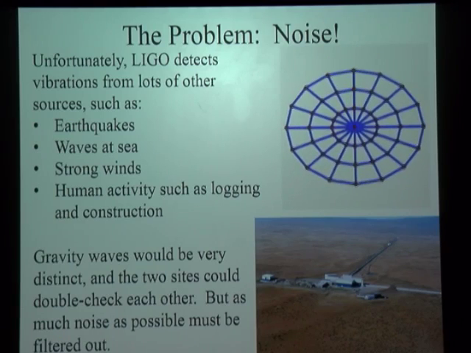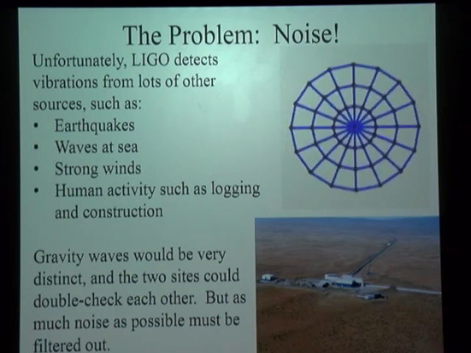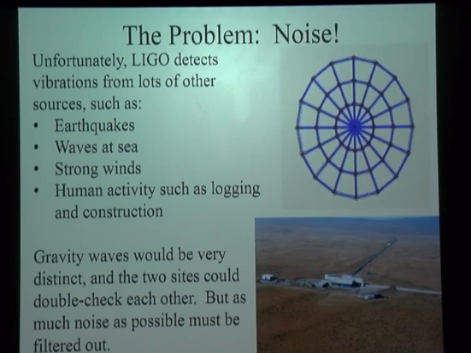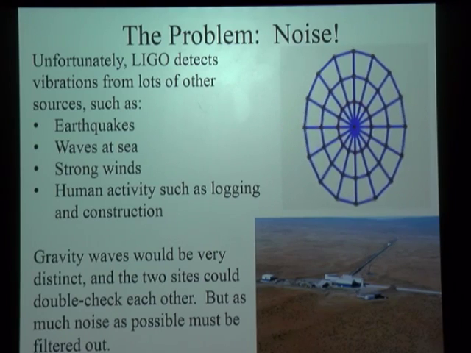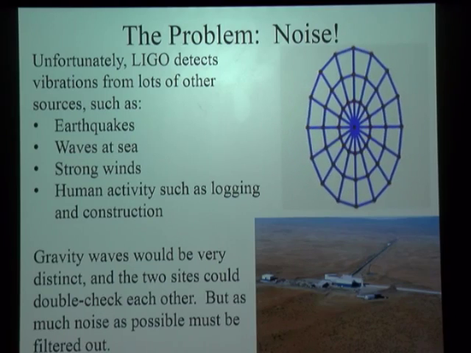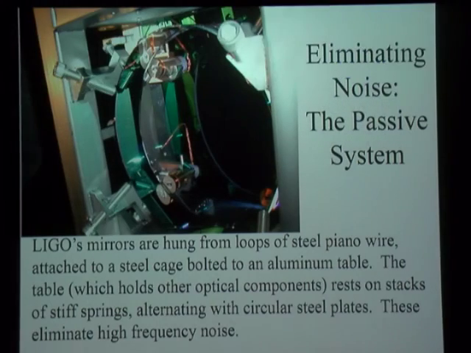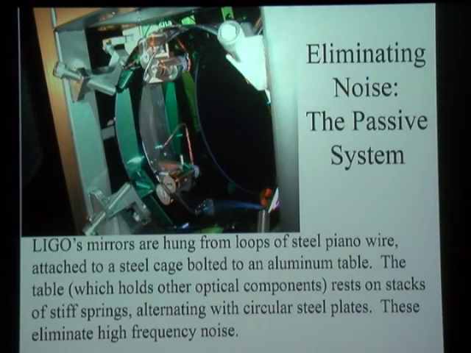This is one reason why they need two sites. If I get a signal here and I also get a signal there a couple thousand miles away, probably we've got something. But first, they need to filter the noise out, all this other stuff, the cars and trucks and people hitting telephone poles and minor earthquakes and all this stuff. So what they do is they have to eliminate all this noise.